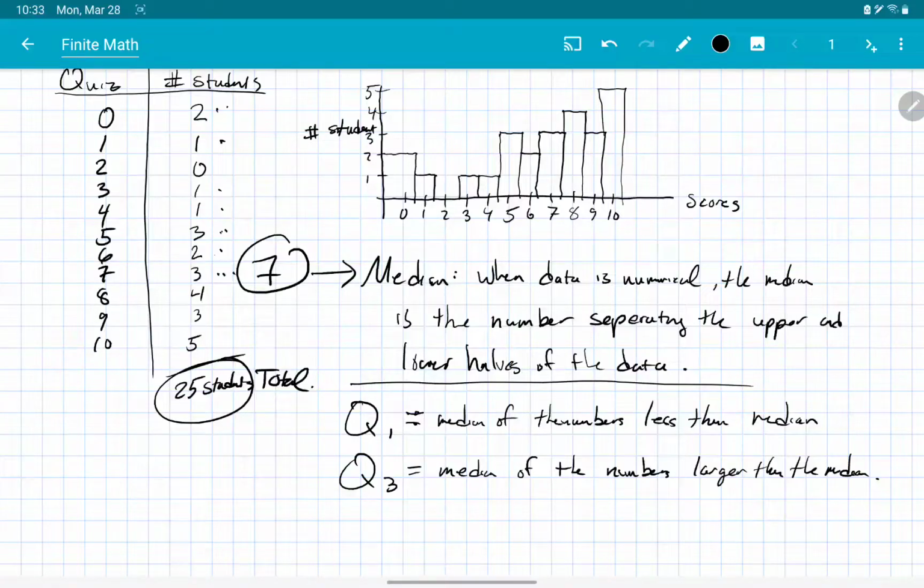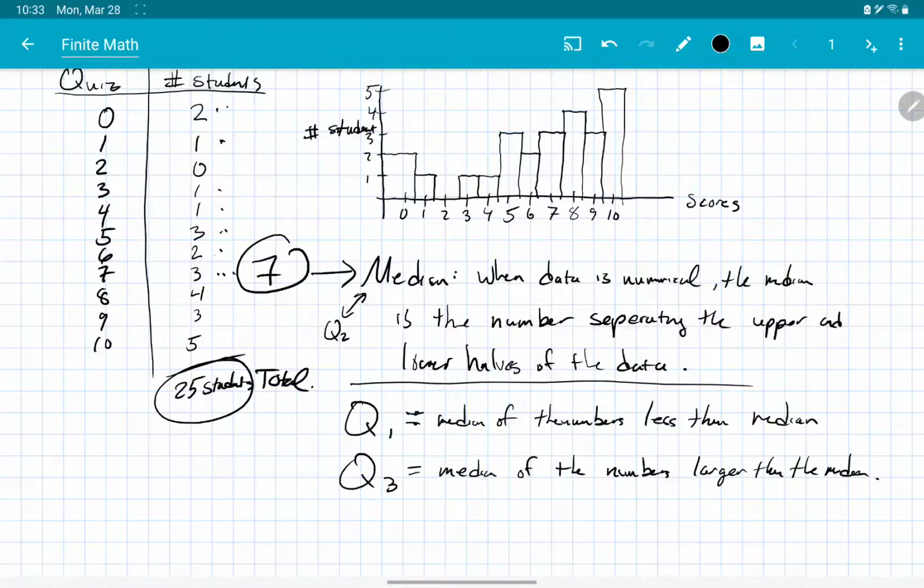And of course the median itself, we could think of it as Q2. The median is Q2. So the quartiles separate the various quarters of the data. A quarter of the data is less than Q1. A quarter of the data is between Q1 and Q2, also known as the median. A quarter of the data is between the median and the third quartile. And then a quarter of the data is larger than the third quartile. That's what we mean by these quartiles.